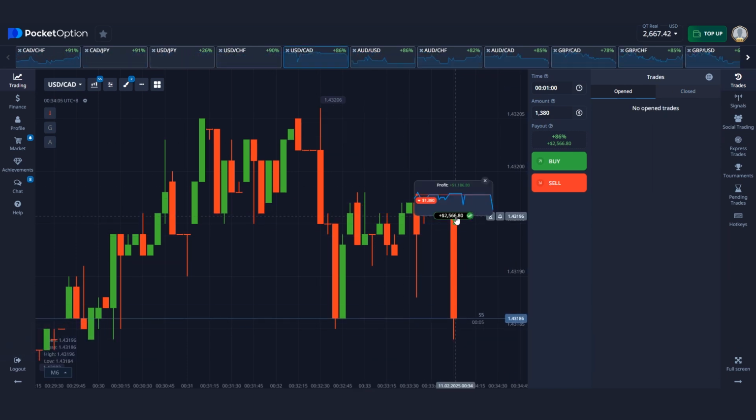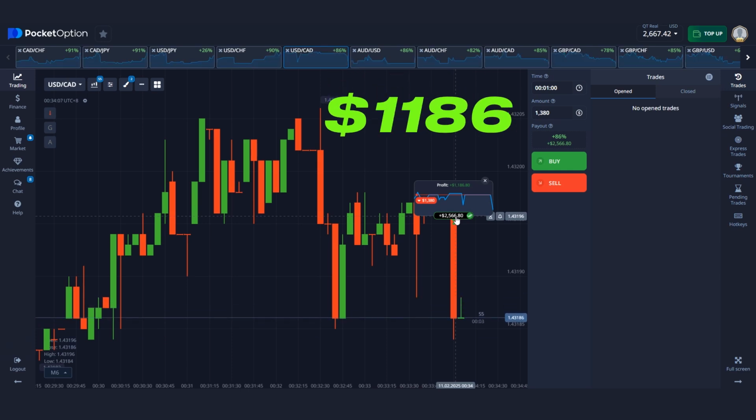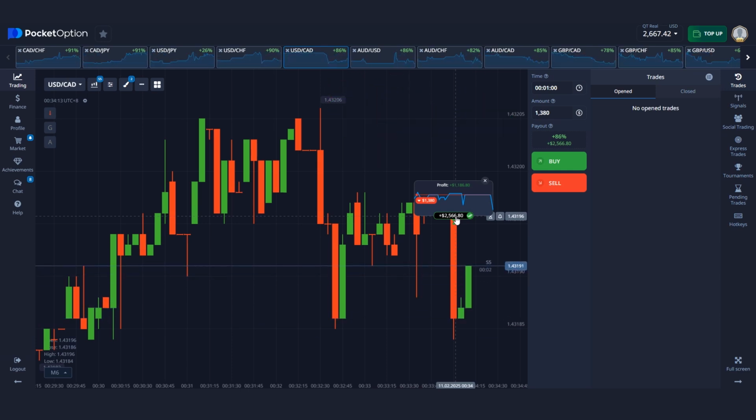Great! The second trade in a row brings me another $1186, and as you can see, from $100 I made $2,600. I just traded with BoosterBot and used the best entry points. This bot has already been customized for me, which is why my trades close so easily and smoothly.